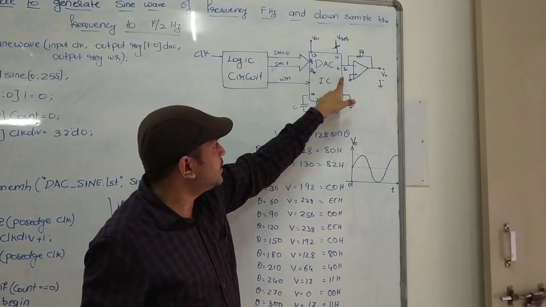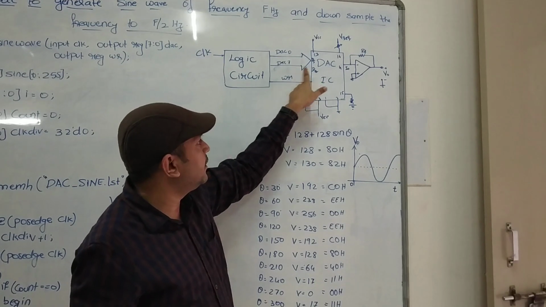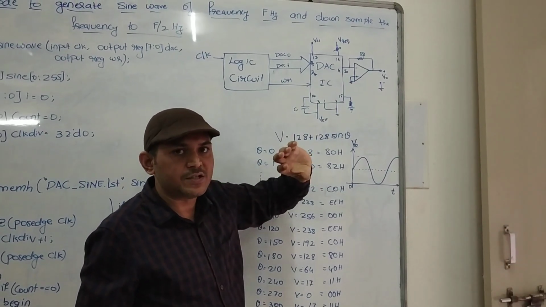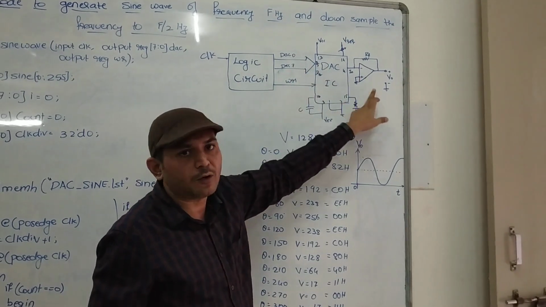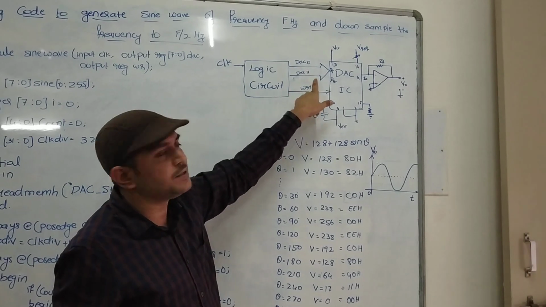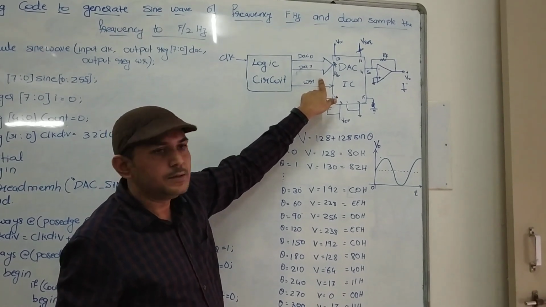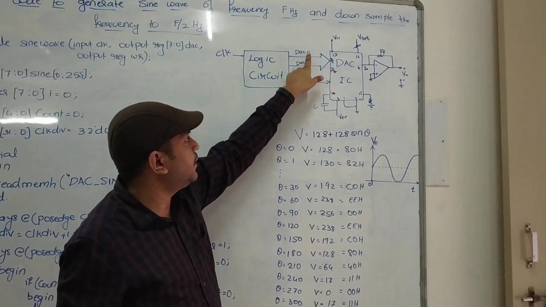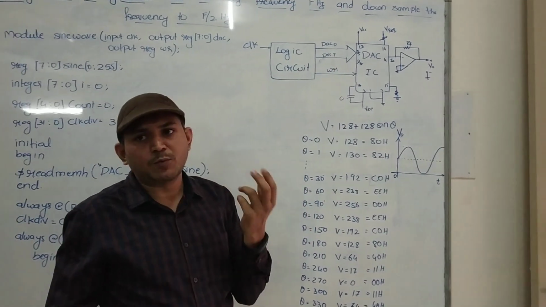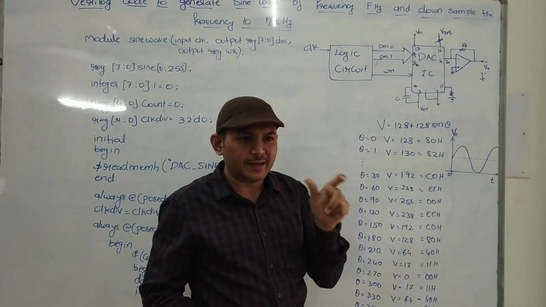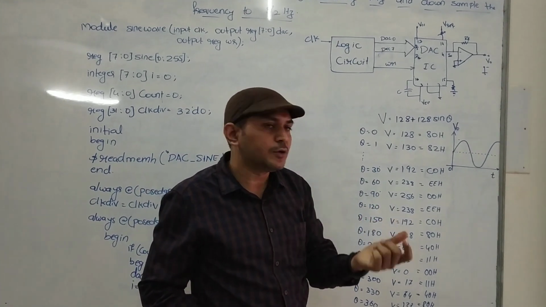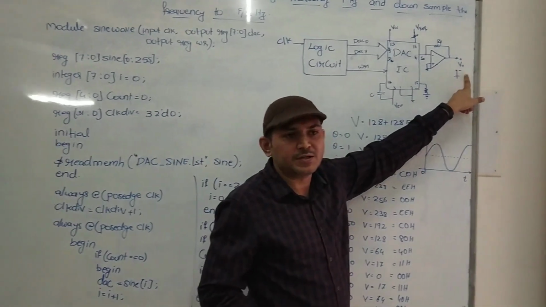So this IC converts digital data into analog. There is already an IC which converts this digital data into analog, so your logic circuit has to provide this digital data. This is 8-bit digital data, as you can see, DAC 0 to DAC 7. When this digital data is provided to the DAC IC in a pattern, according to the pattern in which we provide the digital data, the waveform gets generated.